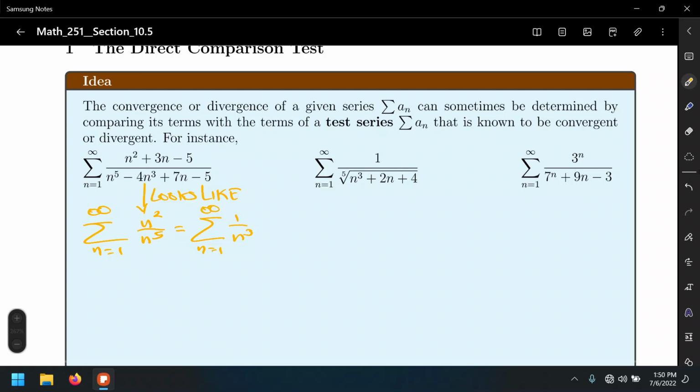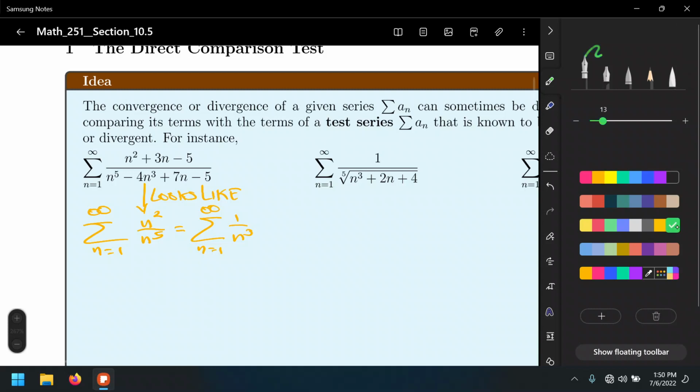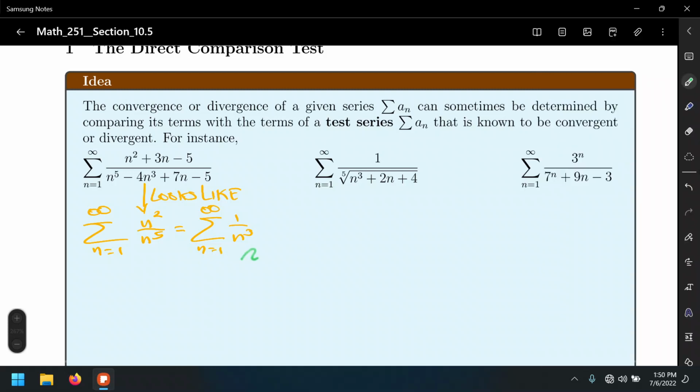It's a p-series, and what can we tell about it? Converges or diverges? Converges, right? So in this case we have a convergent p-series. Why am I doing this?